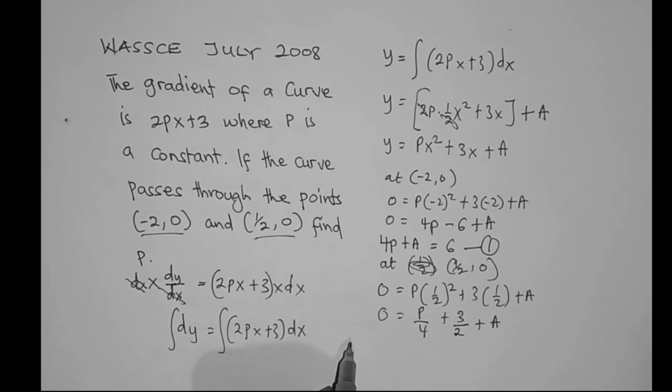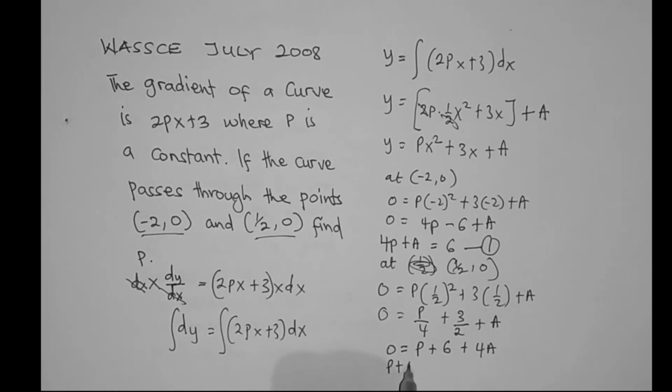So in this case, let's multiply through by 4. 4 times 0 is 0, equals 4 times p over 4 is p, plus 4 times 3/2 equals 2 times 3, because 4 divided by 2 is 2, times 3 is 6, plus 4 times a is 4a. So in this case, this implies that p plus 4a is equal to minus 6. And this is our equation 2.